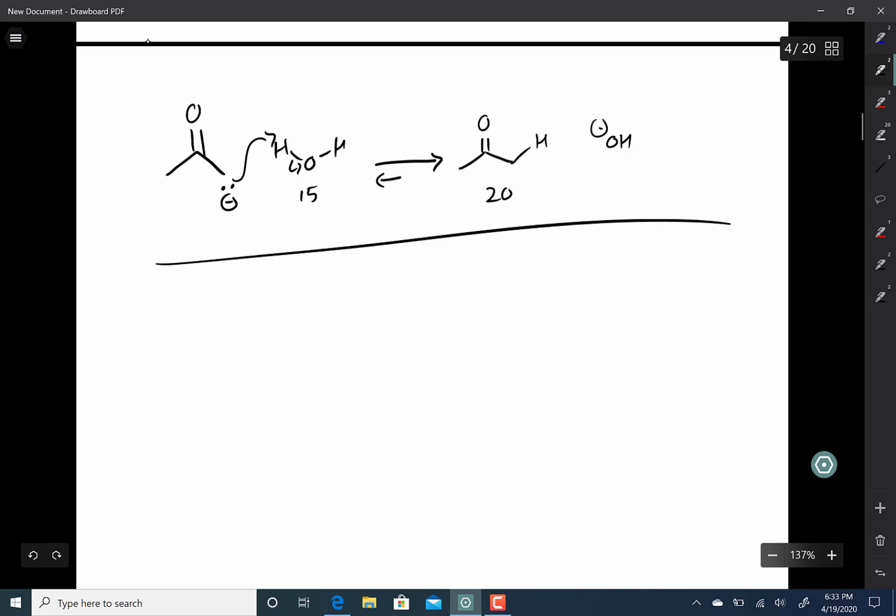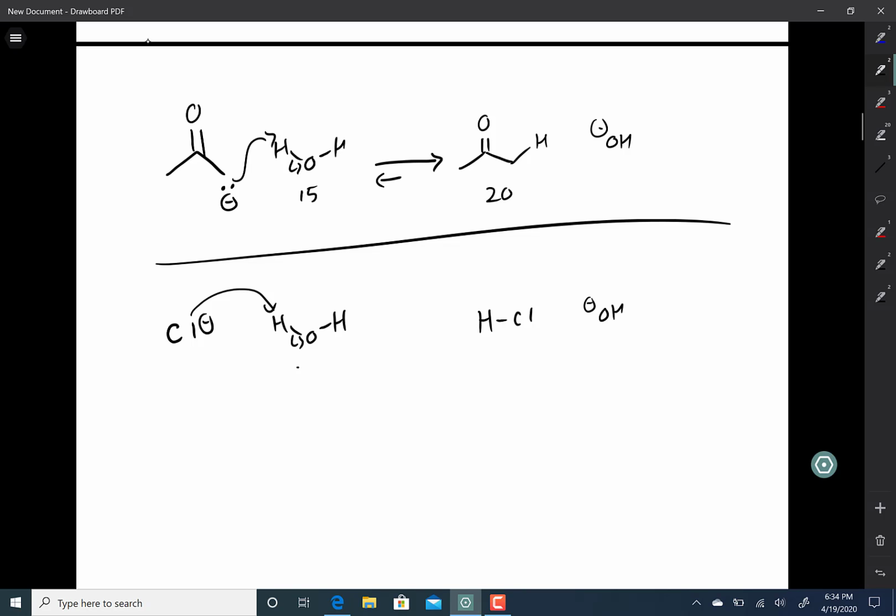Now, let's get to Cl minus. If you have that chlorine take the proton off, you get HCl and OH minus. Water has a pKa of 15. HCl has a pKa of around minus 5, so the equilibrium firmly goes to the left-hand side, and it's irreversible. There isn't any reaction arrow going backwards.